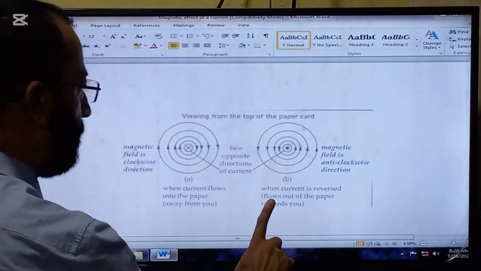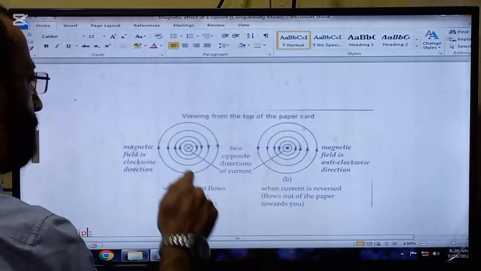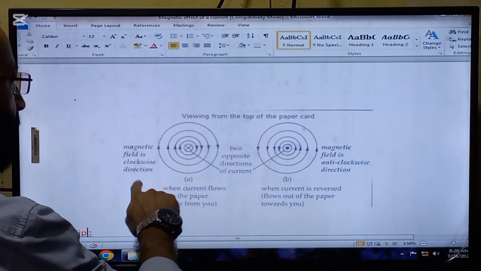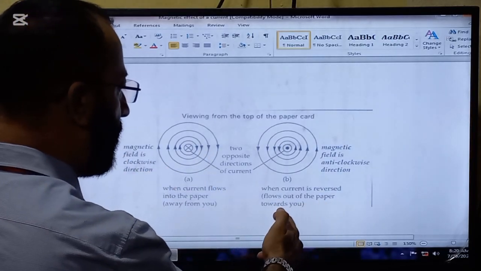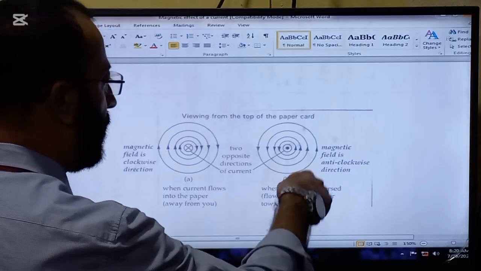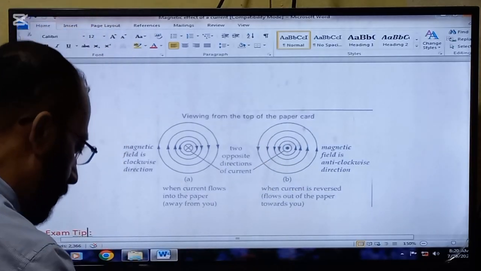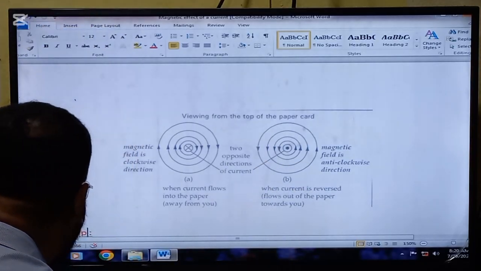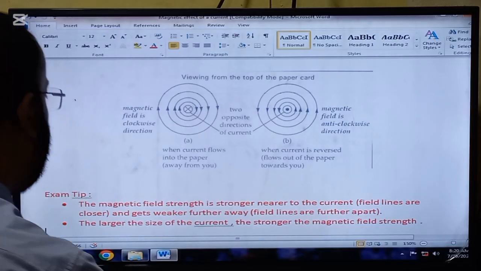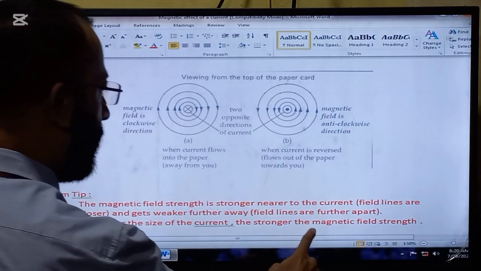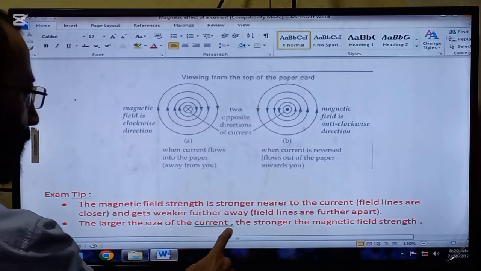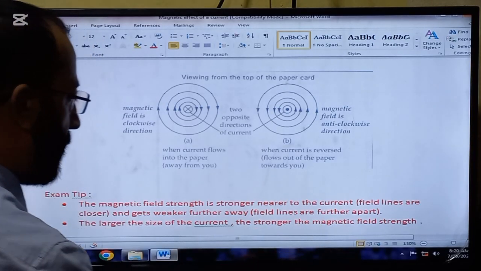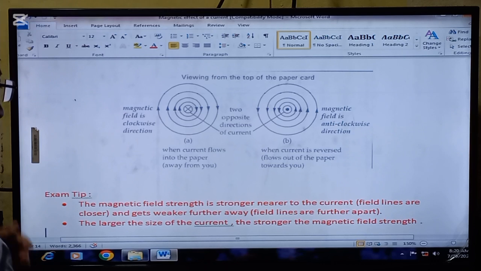So this is a very, very important point to be noted. When the current passes into the paper, the magnetic field will be in the clockwise direction, and when the current is reversed, it means flows out of the paper, the magnetic field will be in the anti-clockwise direction. The magnetic field strength is stronger near to the current, field lines are closer, and it gets weaker further away. Field lines are further apart. So these are very, very important points as far as your paper number 1 and 4 is concerned.